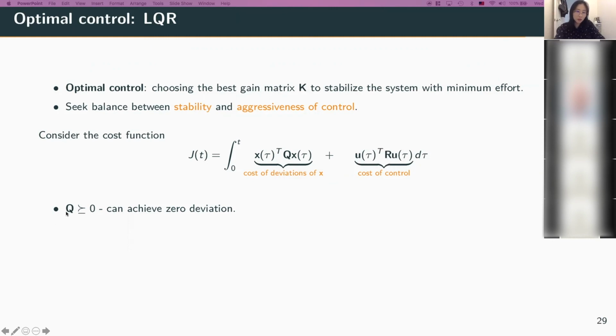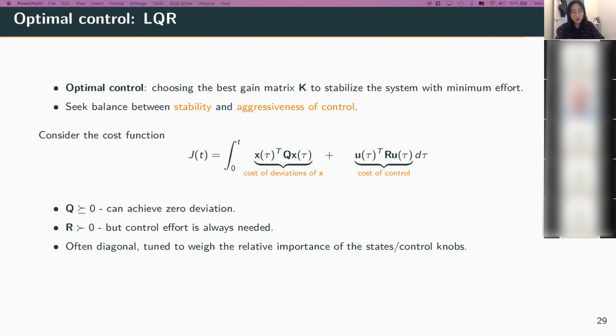This Q matrix measuring the cost of deviation is going to be positive semi-definite, which means that we can always achieve zero deviation. But the matrix R regulating the cost of control is always positive definite, because you always need to put in some effort. And these matrices are often diagonal, and they're tuned to weigh the relative importance of the states or control knobs. And yay, we have an optimization problem, and it's actually well formed, because you see that it's quadratic here.